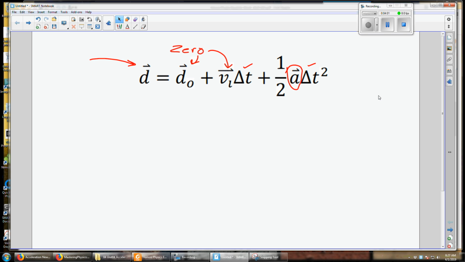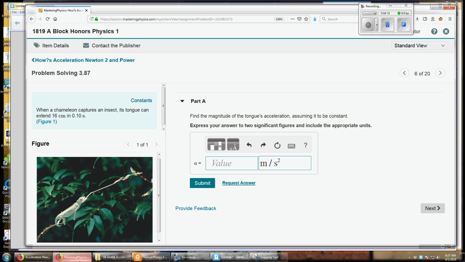Now, of course, I need to be careful of units, right? Because they ask for the value in meters per second squared. They give me my time in seconds, so that works. But they give me my final location in centimeters, so I have to do that tricky conversion from centimeters to meters. And so be careful of that. Yeah, that'll do it on that one.